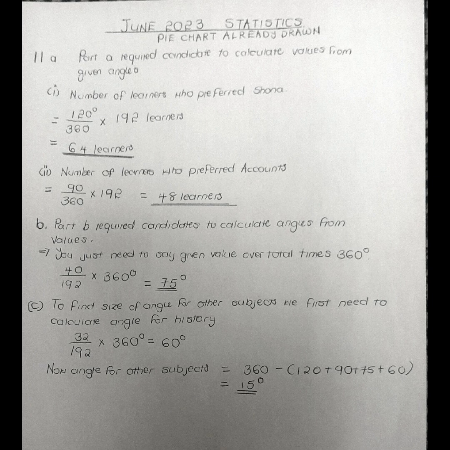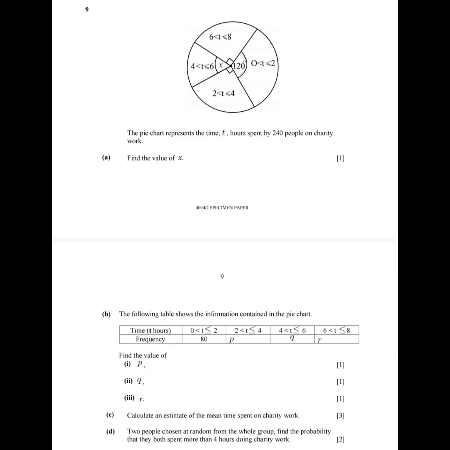In order to get the angle for the other subject is 15 degrees. So that was all about pie charts in June 2023. We need to move on to another typical exam question on pie charts. We are going to proceed to number 9 of November 2019.